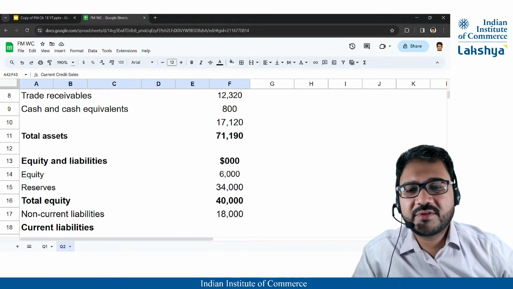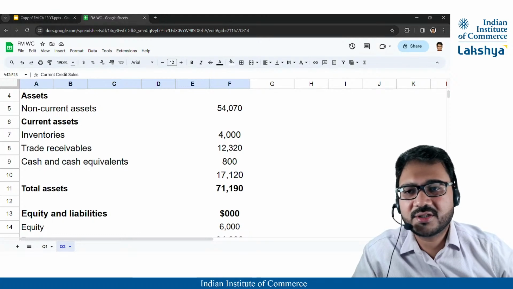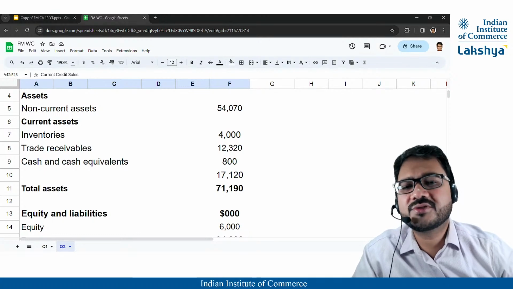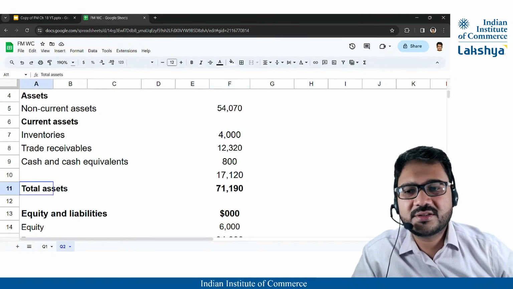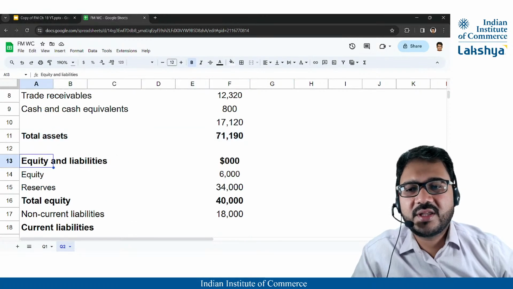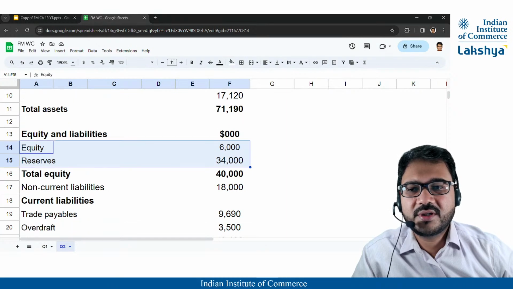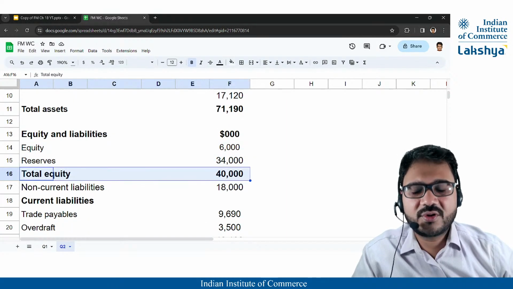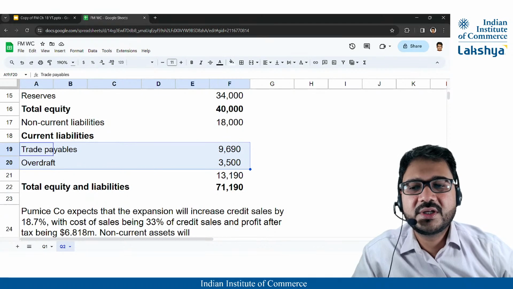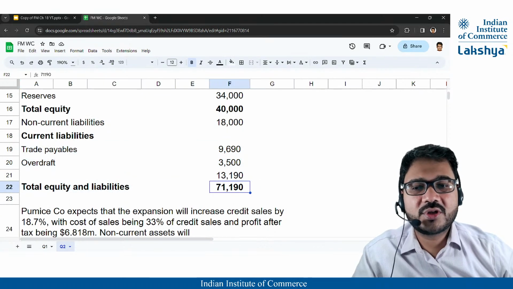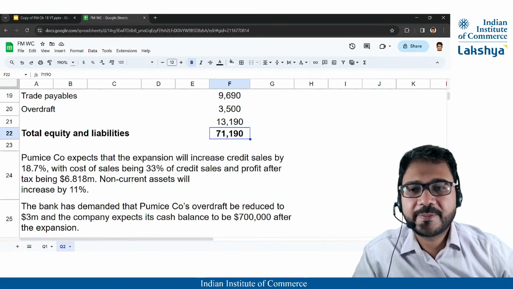Okay. Then they have given us the balance sheet. So we have our assets, non-current assets, current assets, which includes our inventory, trade receivables, cash and cash equivalents. This is the total current assets. These are our total assets. Then we have equity and liability. So equity reserves are given. Then we know our total equity. We have our liabilities given to us. We have current liabilities available. And then we have the total equity and liability. So it kind of matches. So assets and liabilities are equal.